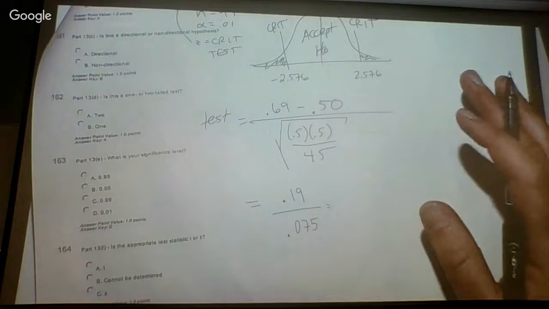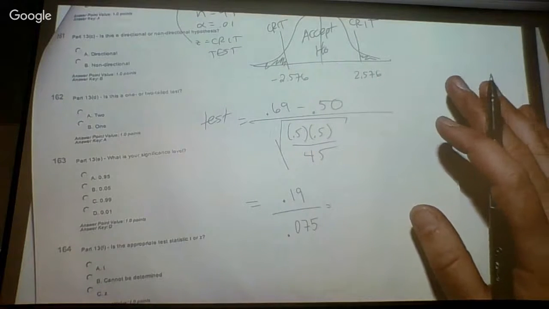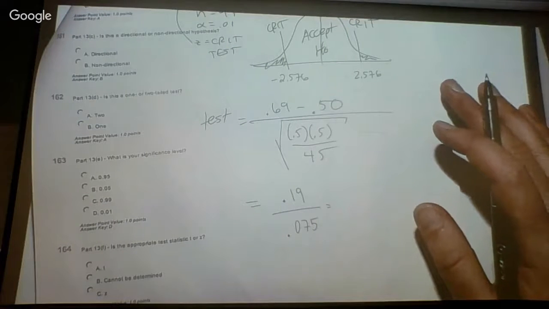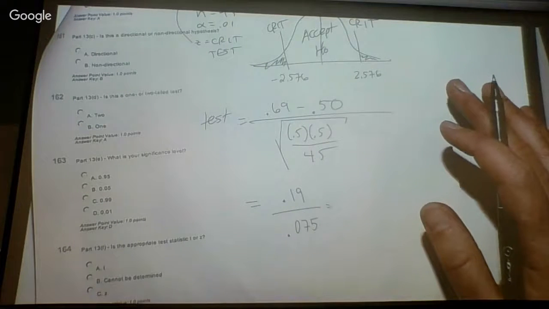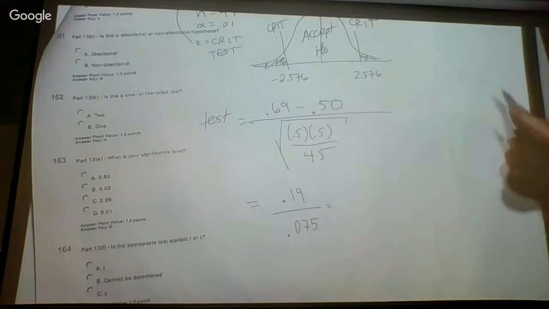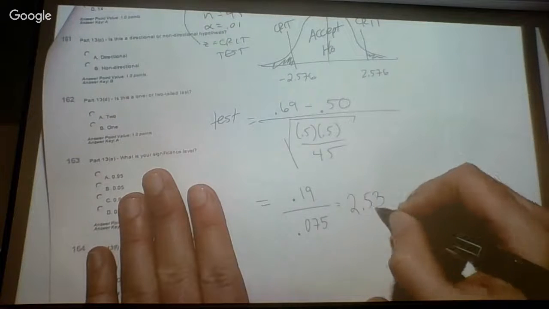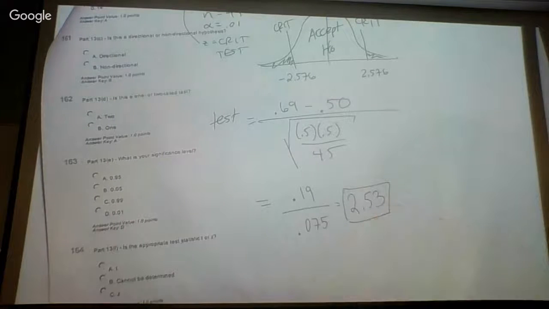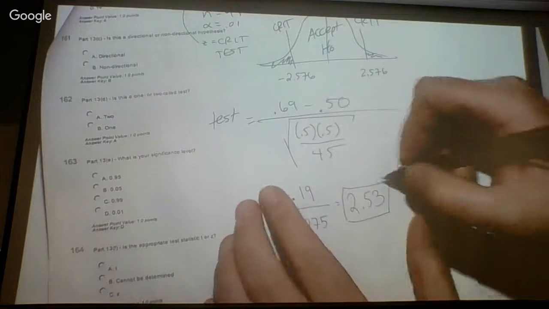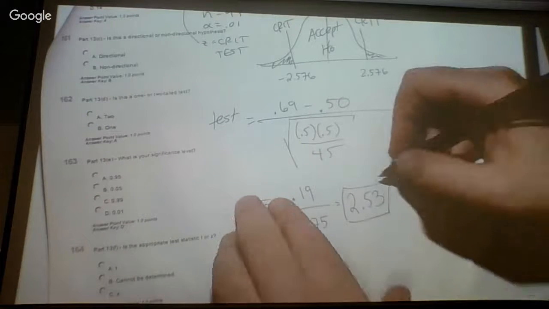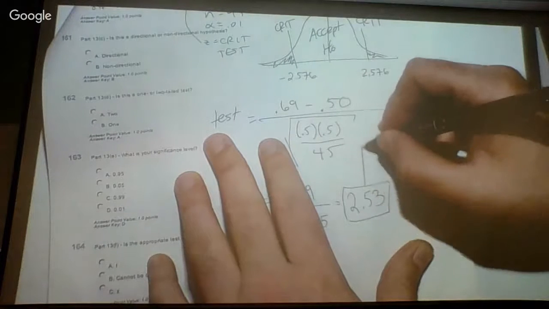But more importantly, what's the test statistic here? 0.19 divided by 0.075. Chris, again, please. 2.53. What? 2.53. 2.53 repeating the 3.